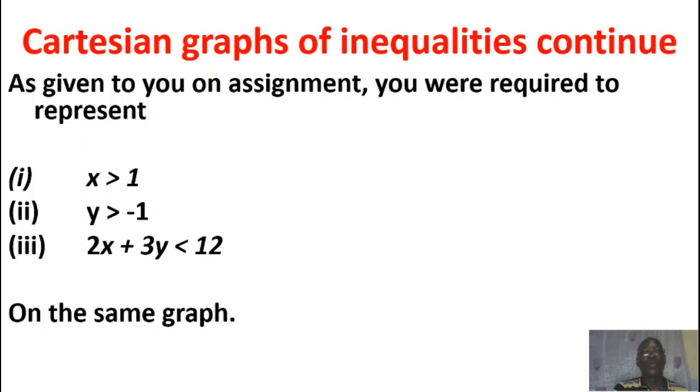So as given to you on assignment, you are required to represent the following inequalities on a single Cartesian graph. You have already known how to represent a given inequality on the Cartesian axis, but here you are to represent 1, 2, 3 on the same graph. Whatever you are going to do there is actually called the inside boundary shading. Inside boundary shading simply means the required direction of a shading.